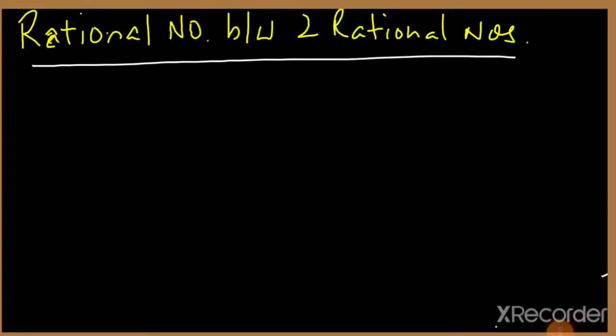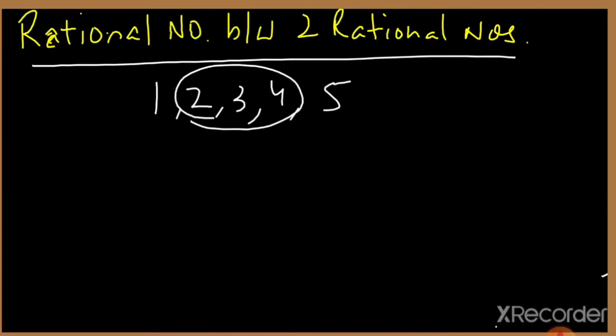Okay children, now we will understand how to find rational numbers between two given rational numbers. Before starting with rational numbers, can you tell how many natural numbers lie between 1 and 5? Yes, we have 2, then 3 and then 4. So these three natural numbers lie between 1 and 5.